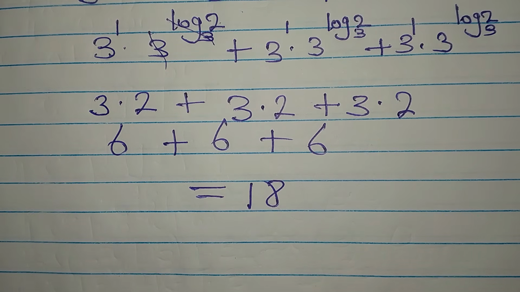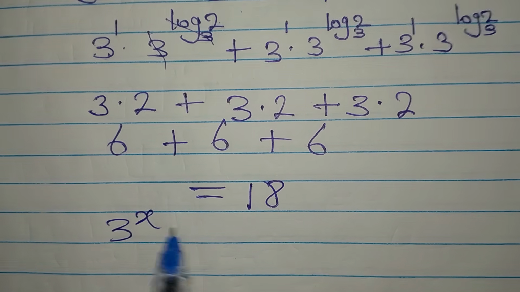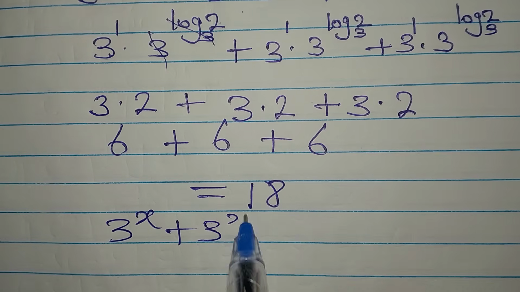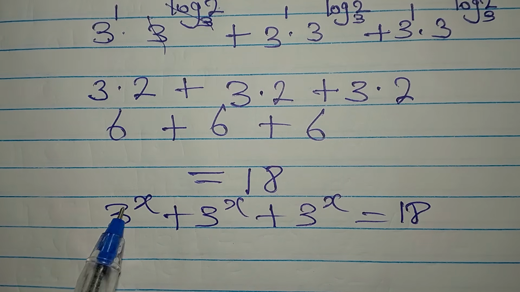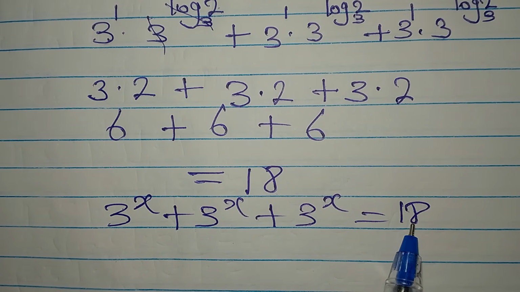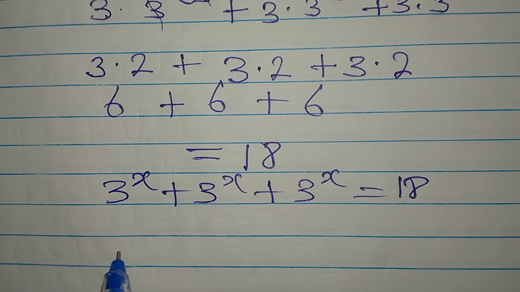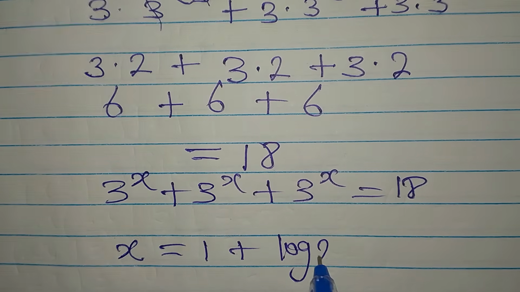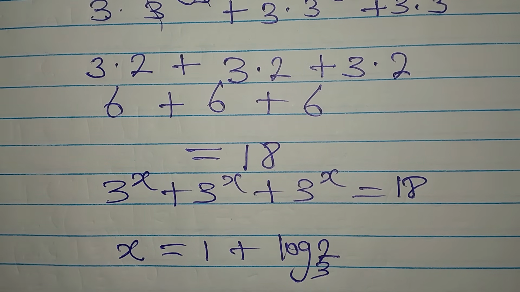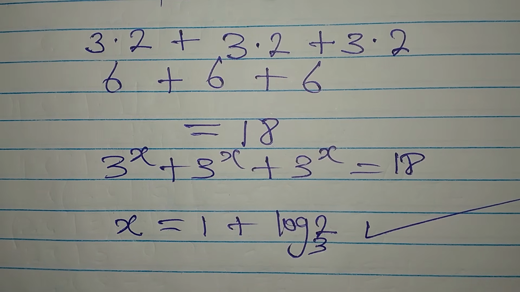Okay, and what is the equation again? 3 to the power of x plus 3 to the power of x plus 3 to the power of x equals 18. So after substituting the value of x, we had 18 on the right hand side. So therefore, our x, 1 plus log 2 to the base of 3, satisfies the given equation.